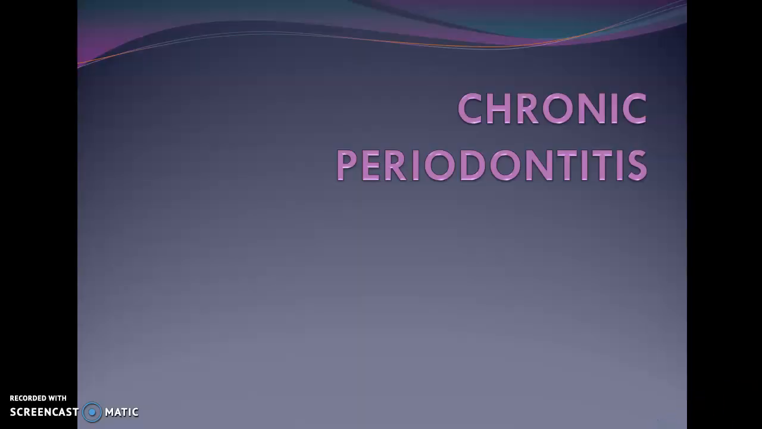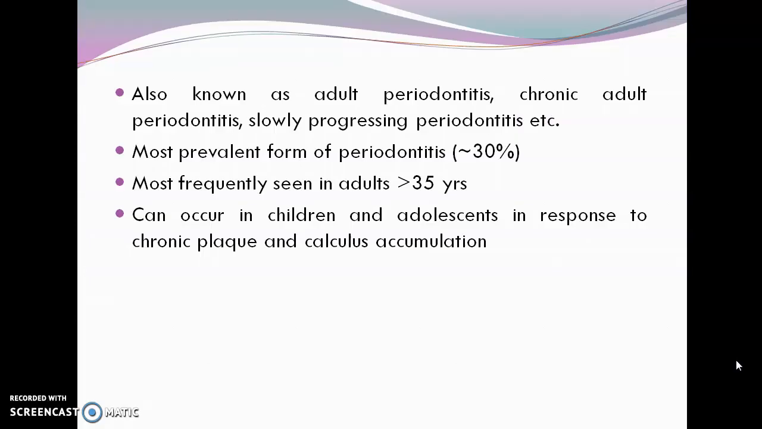Good morning all, we are discussing chronic periodontitis. We all know that chronic periodontitis is the most commonly seen periodontitis as compared to aggressive periodontitis, and it usually occurs in adult patients whose age is greater than 35 years. It can also occur in children and adolescents in response to plaque and calculus formation.